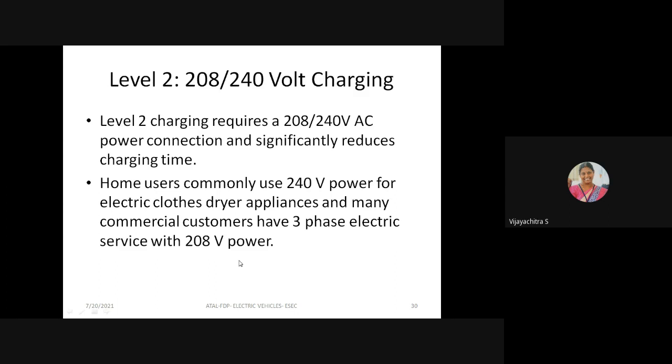And coming to the next one, level 2, this is 240 volt charging. So this is a middle range. Level 2 charging requires a 240 volt AC power connection, and it significantly reduces the charging time.